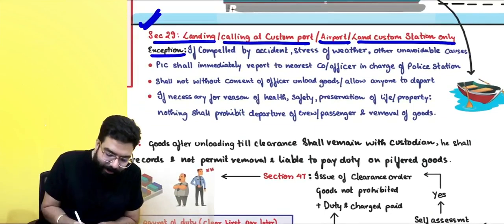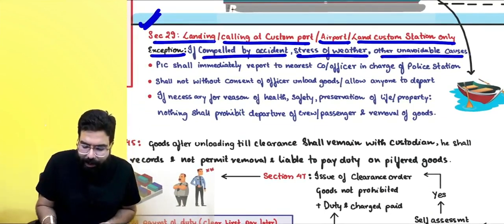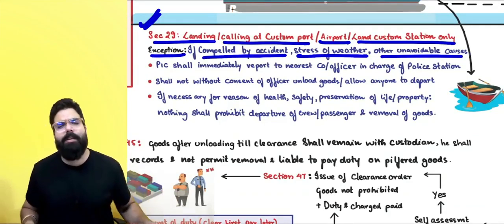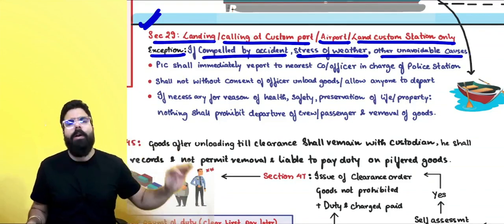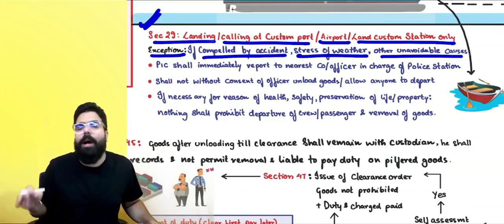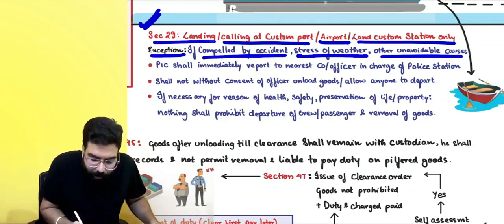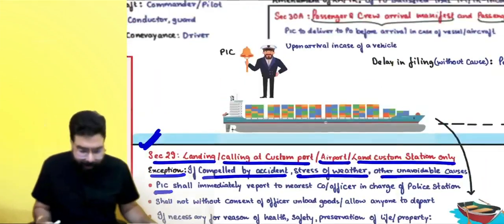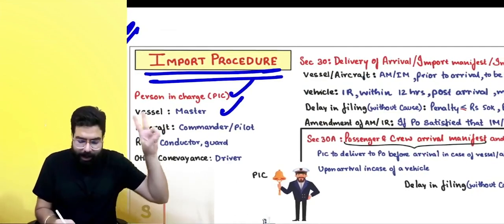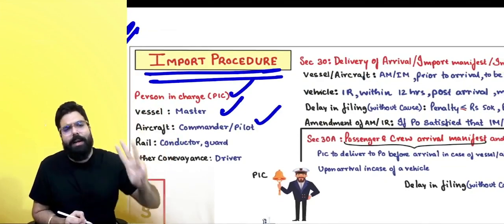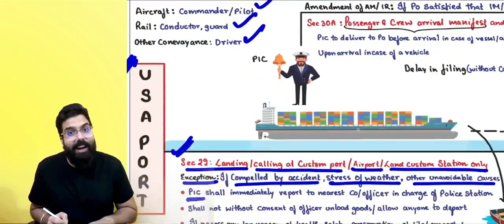There is an exception if you are compelled by accident, stress of weather, or any other unavoidable circumstance. Then you can come at a port other than a custom port or an airport. But when you come to a port other than a custom airport or a land custom station, then the person in charge, who is the person in charge? In case of a vessel, it is the master. In case of aircraft, commander or pilot. In case of rail, conductor or guard. In case of other conveyance, it is the driver.